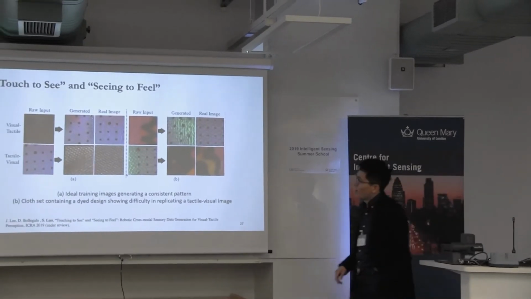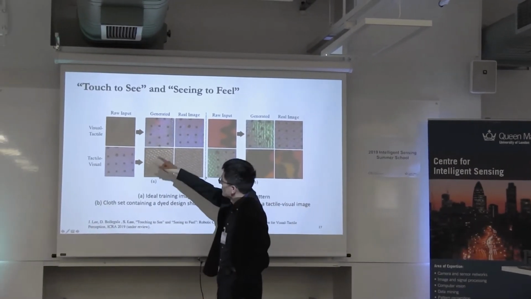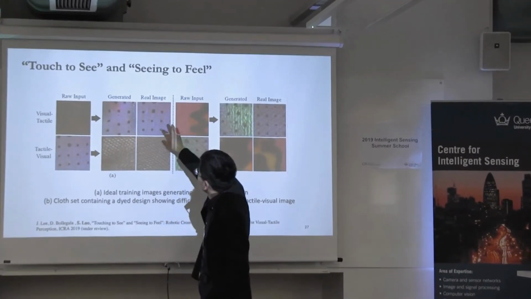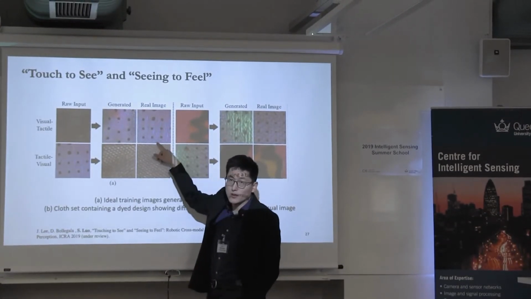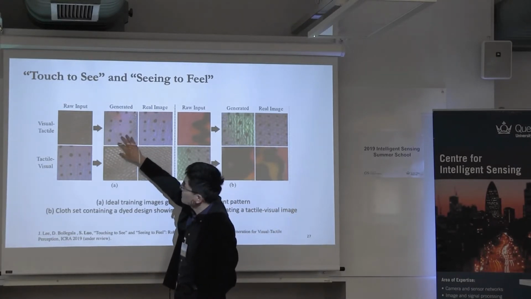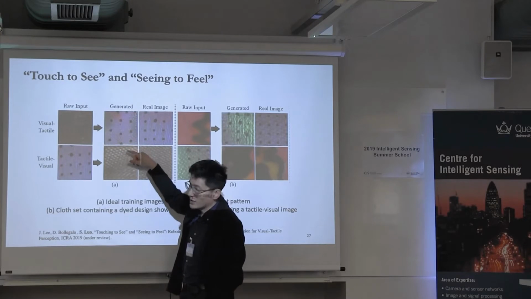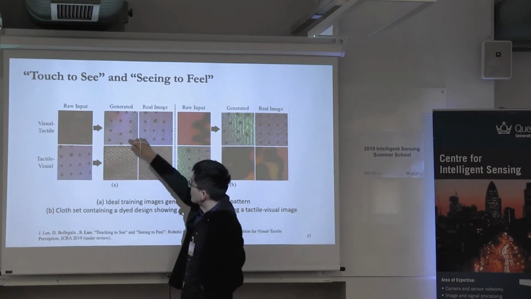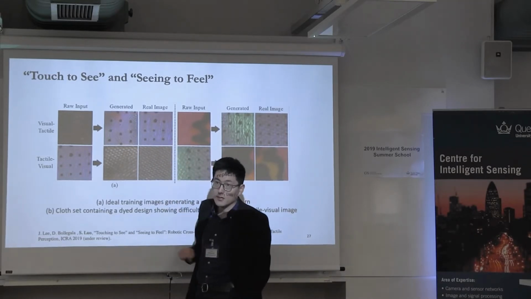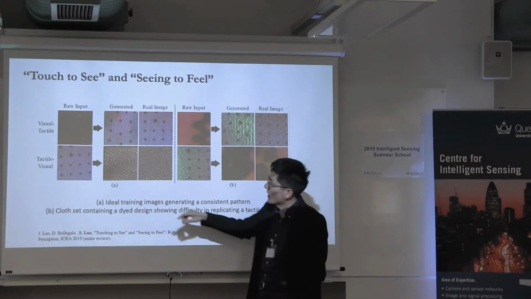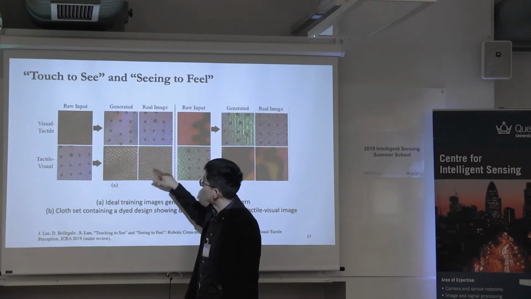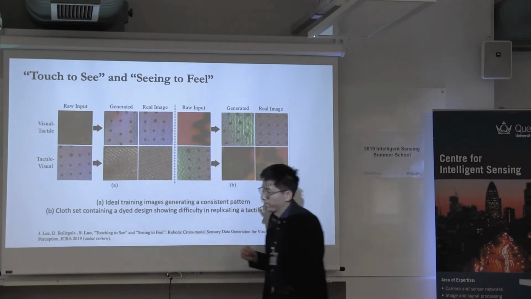For example, we have this visual input. It's a bit blurry here. And we can generate these tactile outputs. Here you can see this is a real tactile image from the fabric. You can see there are some similar textures in the image, but you can also see it is a pseudo one, because these marks in the tactile image are not as good as in the real image. Similarly, we have the tactile image, and we can generate a visual image, similar to the one we see in the real visual image.